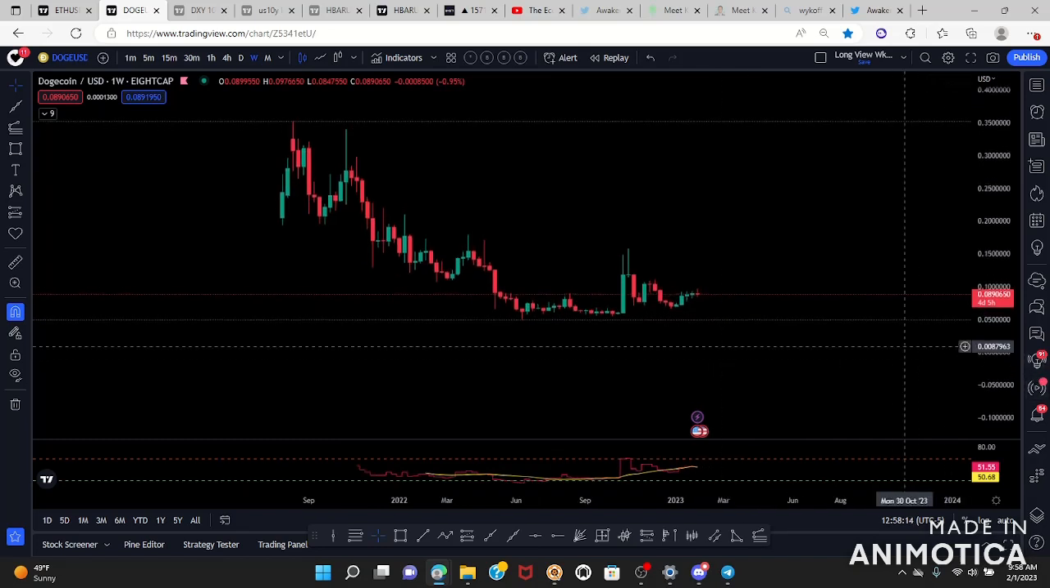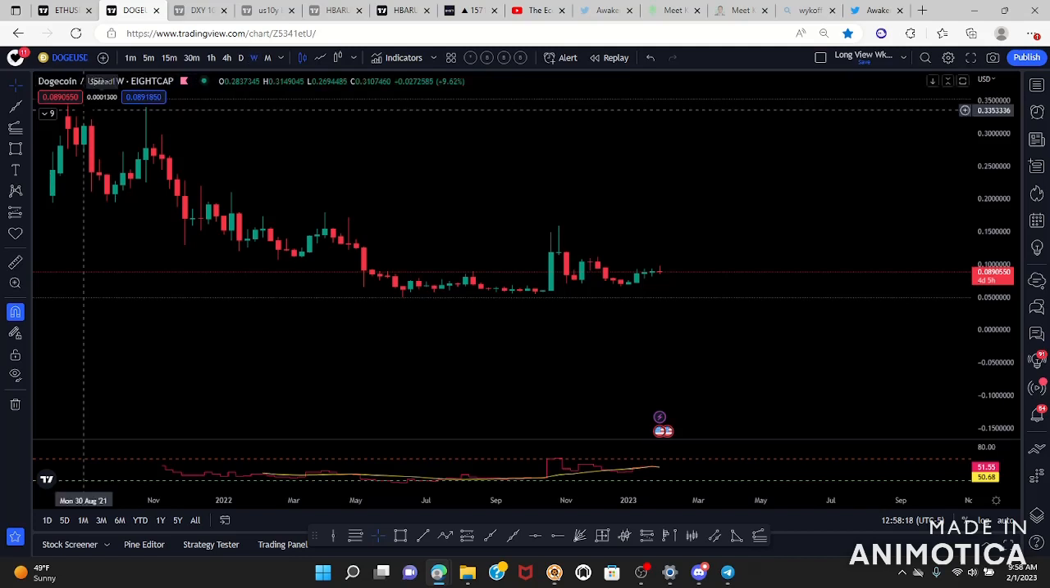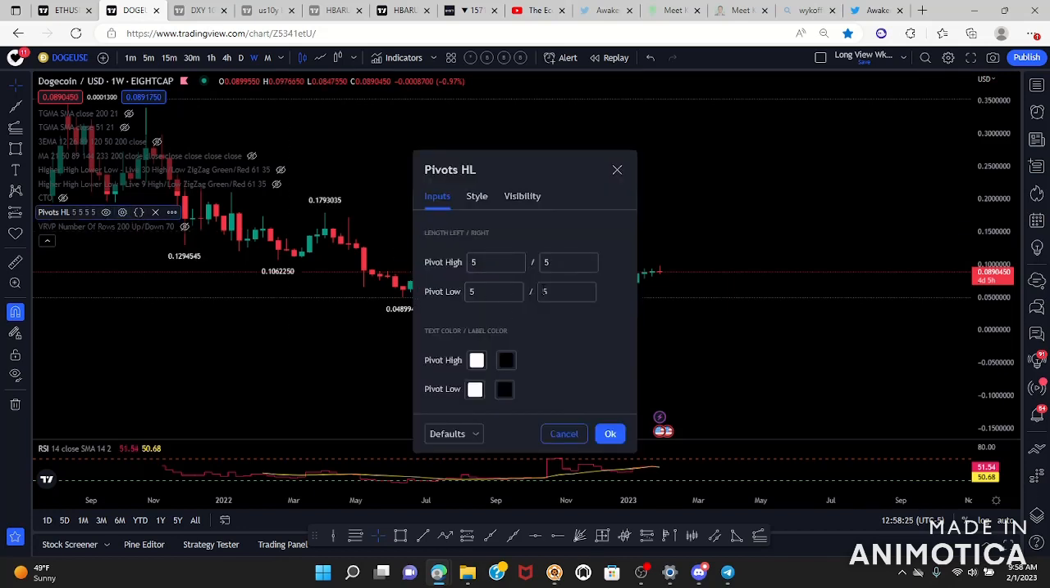And we're going to set our next target. So let's go ahead and begin. First thing is you want to go into your weekly. You want to find your support and resistance. I like to use my pivot highs and lows, and I did change the settings to 5555.